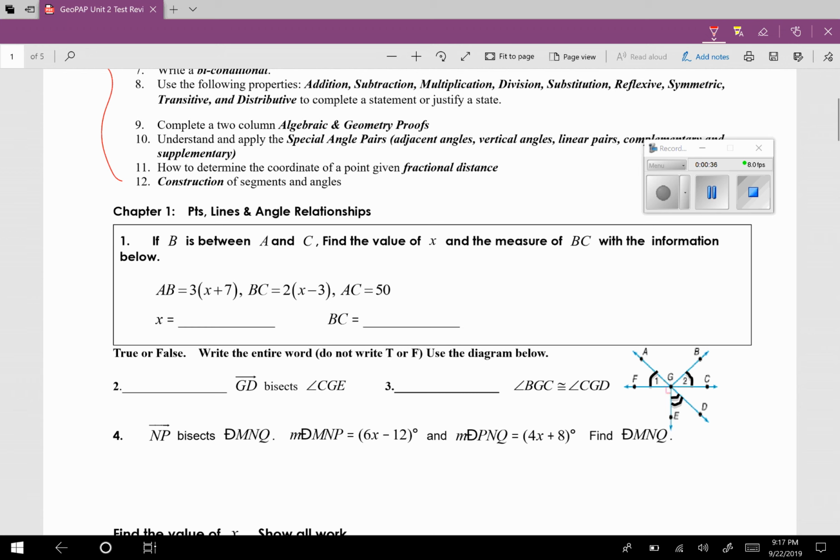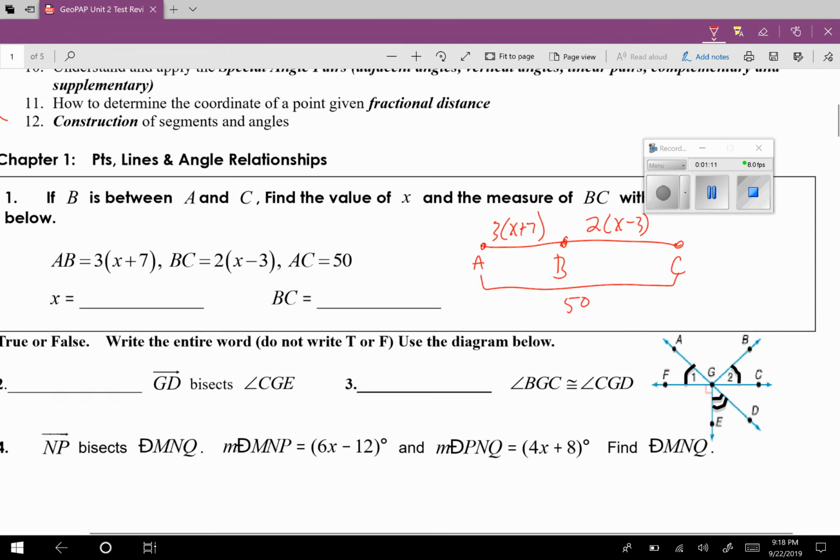Okay, so the first one here, it says if point B is between A and C, find the value of X and the measure of BC with the information below. So first I'm going to draw a picture. It says point B is between A and C. So here's B, and there's A, and there's C. And it says AB is 3 times x plus 7. BC is 2 times x minus 3. And it says AC is 50.